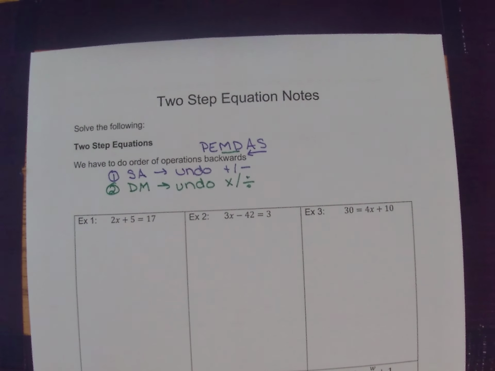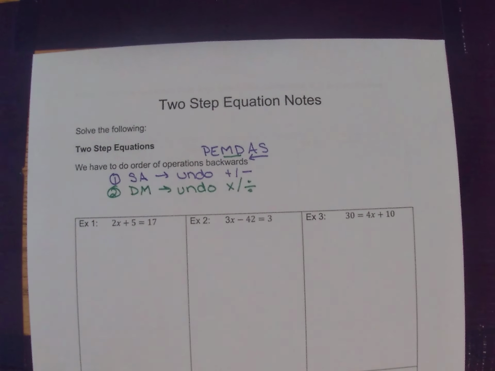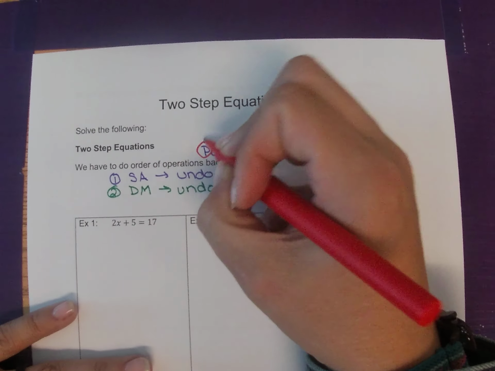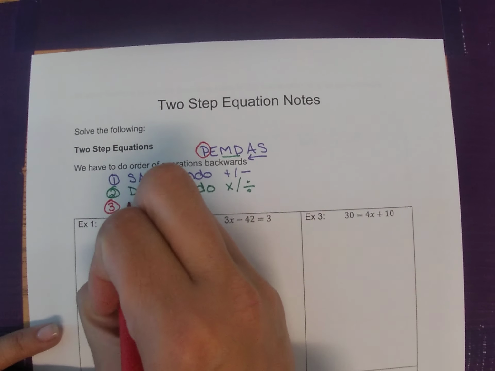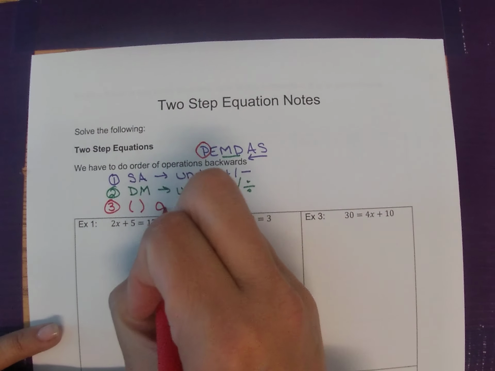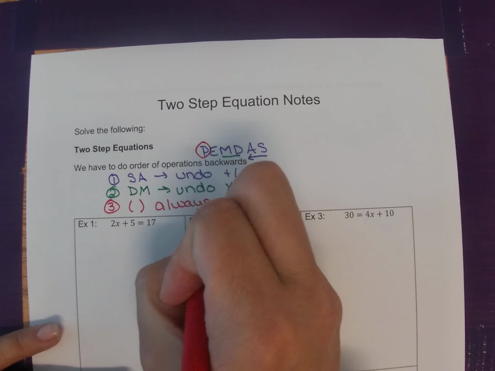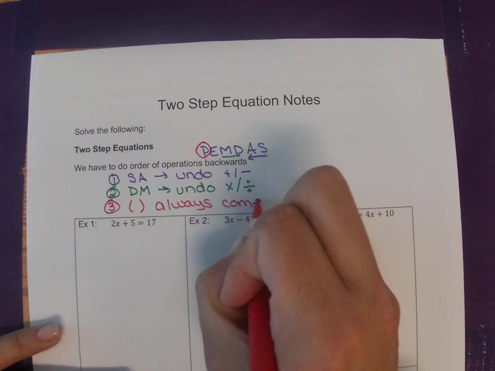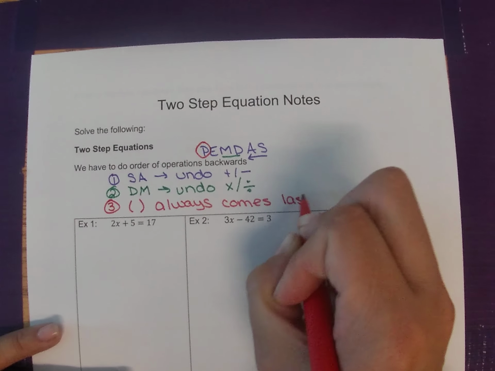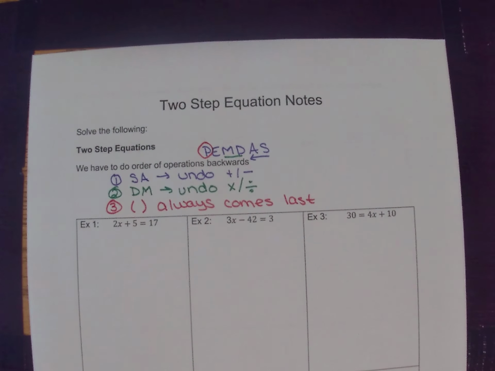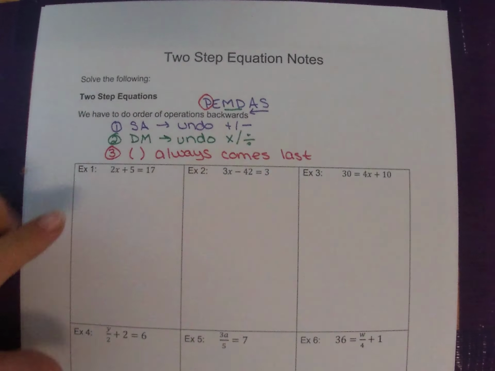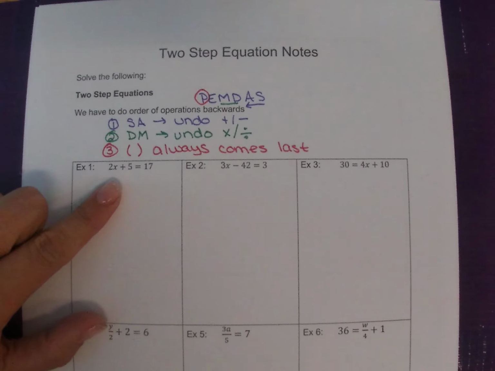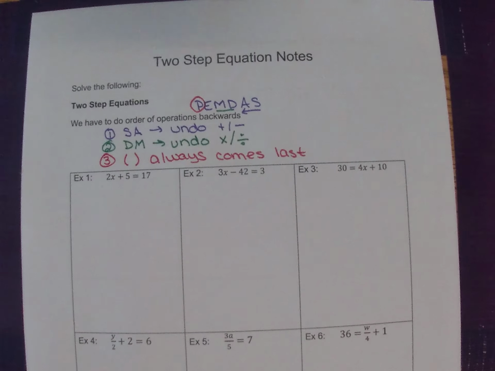Now, the key thing to understand here is that if we are doing order of operations backwards, parentheses always come last. So if there are any parentheses in a problem, those always come last. That's the key.